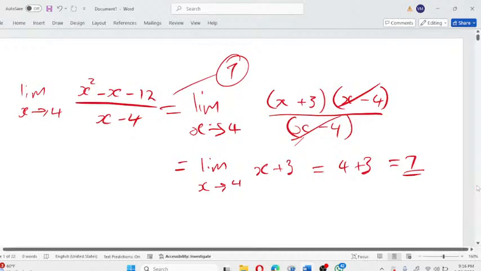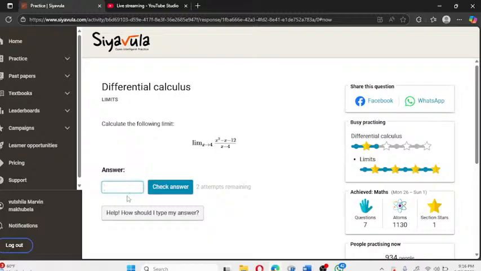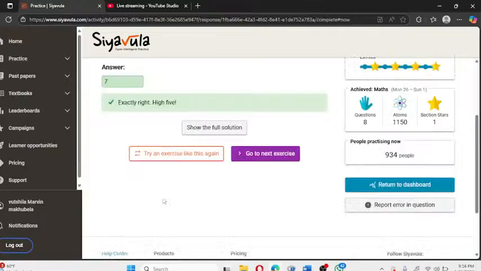Okay, let's submit this answer first. So we are going to Siyavula, and our answer is 7. Then let's check if it's correct. Okay, correct. So let's go to our next question.